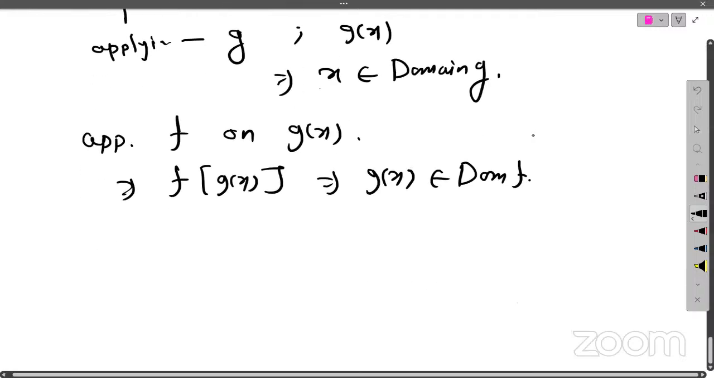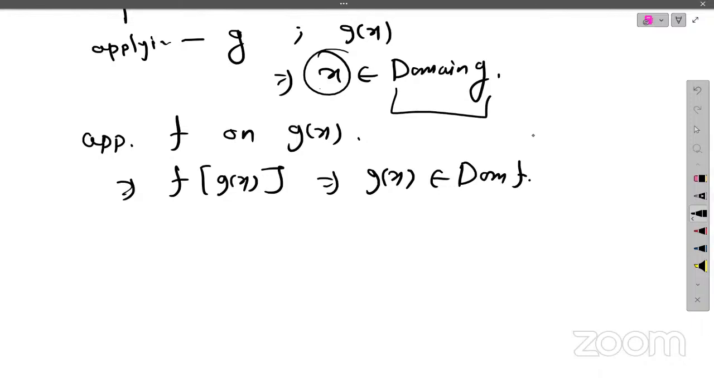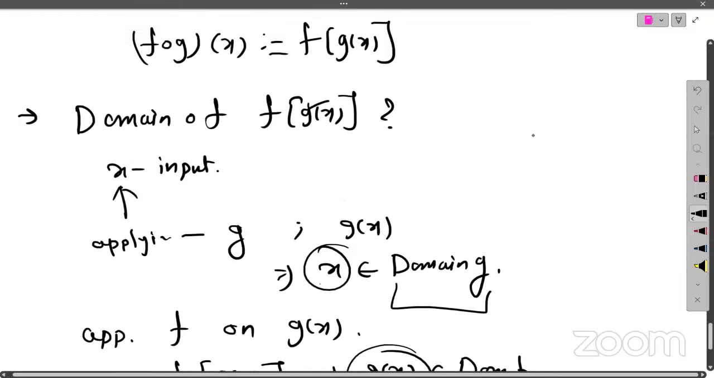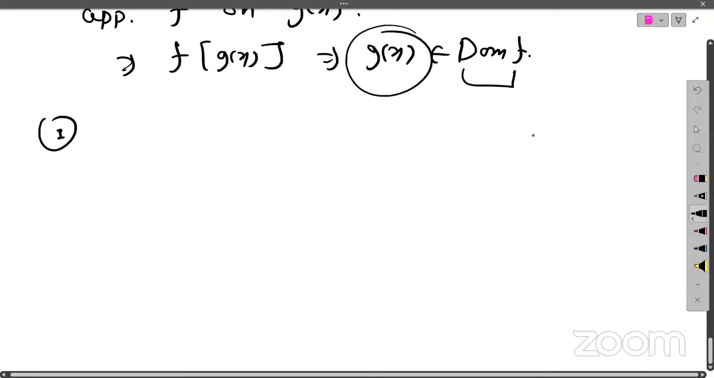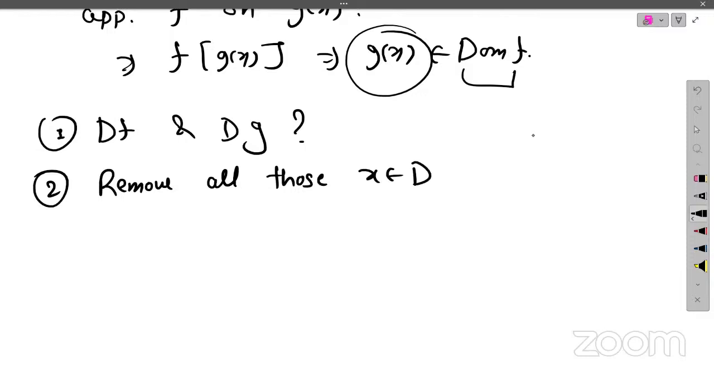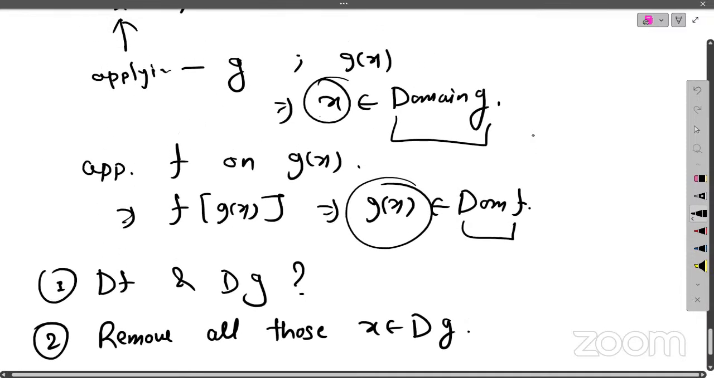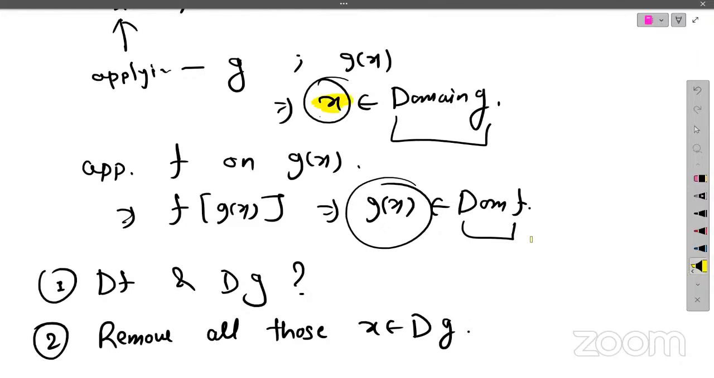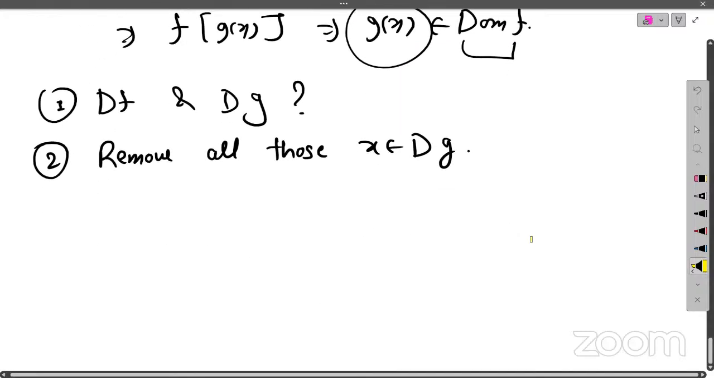So overall, we have to collect all those x which are part of the domain of g in such a way that if you apply g on them, then that belongs to the domain of f. Now we can rewrite this scenario using two steps. First step is to find the domain of f and the domain of g. So what are these two sets? That is the first thing we have to evaluate. Second, we are considering x from the domain of g only, because first we want g of x to be well defined.